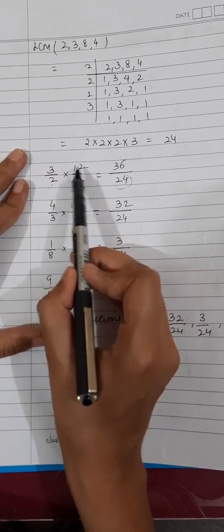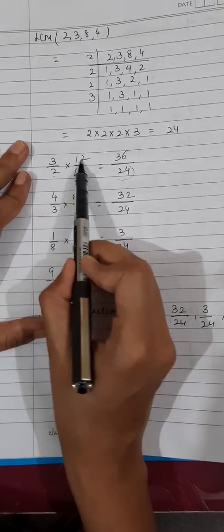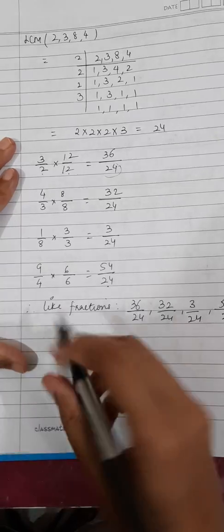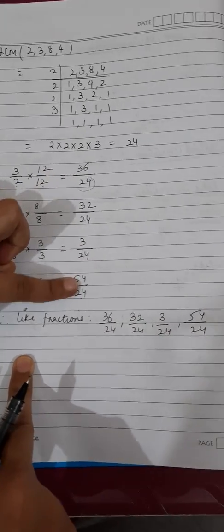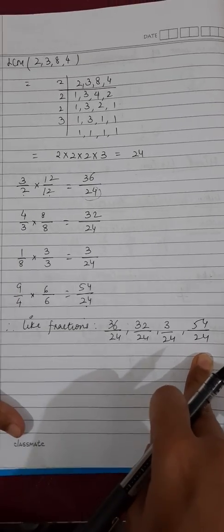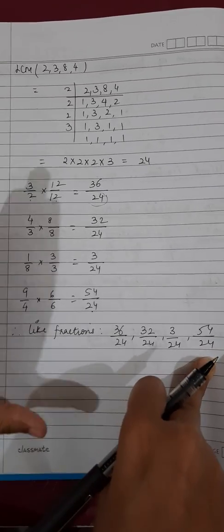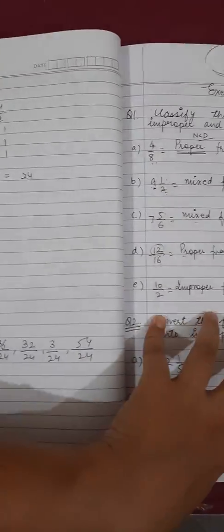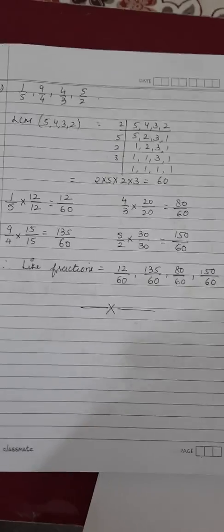And then 12 will be multiplied by 3. 12 3s are 36. Similarly, all the next fractions. And then you are going to get these, all of which are like fractions because the denominators are the same. So this was an important example. If you have understood this, then question number 5 of exercise 5.3 is very easy for you. It will be a quick revision for you.